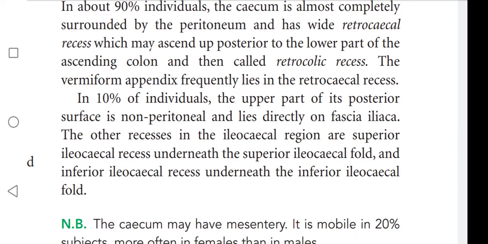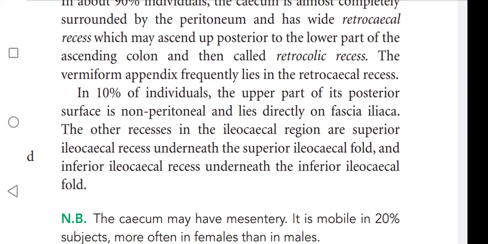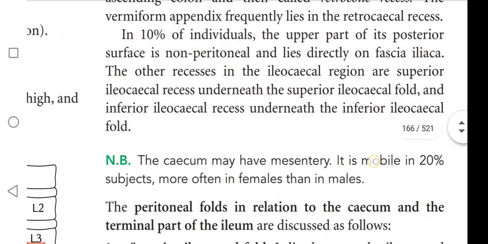In 10% of individuals, the upper part of its posterior surface is non-peritoneal and lies directly on the fascia iliaca. The other recesses in the ileocecal region are the superior ileocecal recess, underneath the superior ileocecal fold, and the inferior ileocecal recess, underneath the inferior ileocecal fold.